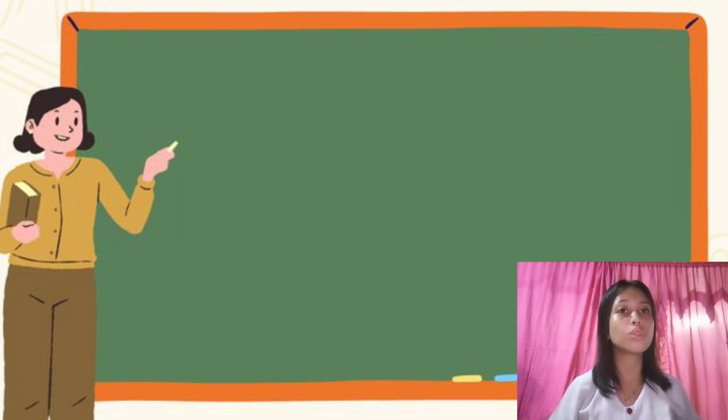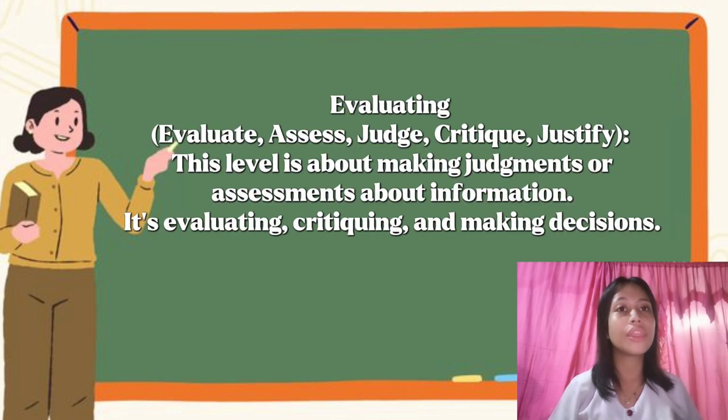Next level is evaluating. This refers to evaluate, assess, judge, critique, and justify. This level is about making judgments or assessments about information. It's about evaluating, critiquing, and making decisions. For instance, do you think the novel's ending was satisfying? Why or why not?